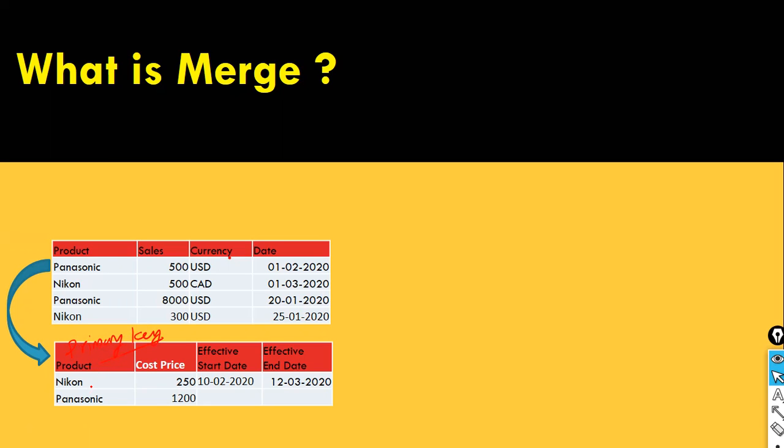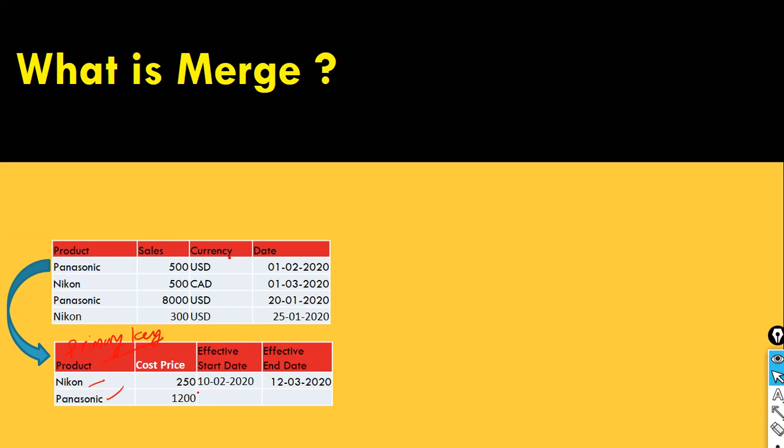Product is a primary key. Here, Nikon should appear only one time. You are not supposed to have a duplicate value of Nikon. And Panasonic should appear only one time. Each product should appear only one time. There should not be any duplicate. That is what is called a primary key.